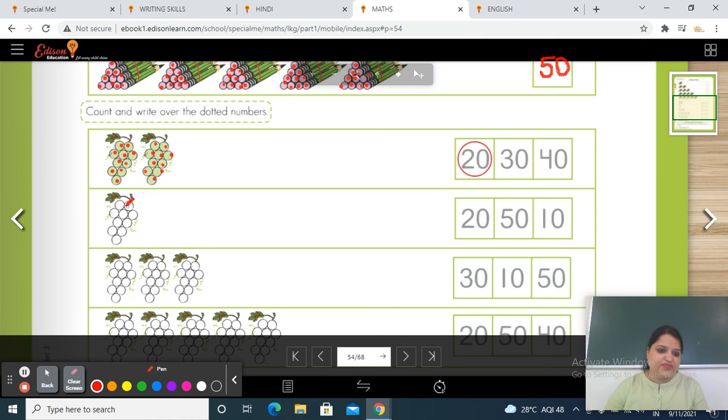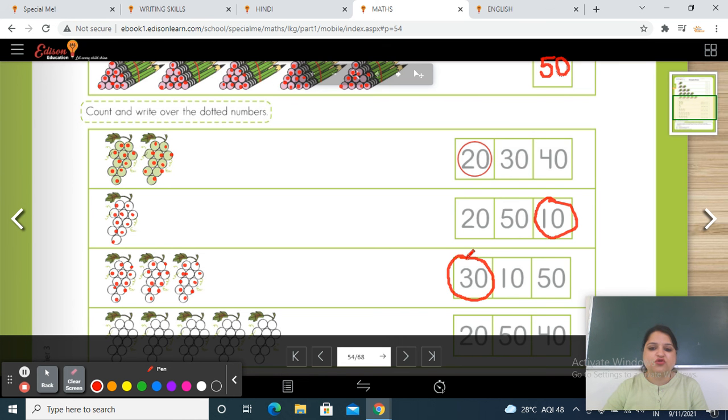Now count these grapes. 1 2 3 4 5 6 7 8 9 and 10. So how many grapes are in this bunch? 10, okay? So you have to circle over 10 number. Where is 10 number? Yes, yes, here it is. So circle over the number 10. Now count these bunches. These are 1 2 3 bunches. And now count grapes in each bunch, okay? 1 2 3 4 5 6 7 8 9 10, 10. Then after 10, 11 12 13 14 15 16 17 18 19 and 20, and after 20, 21 22 23 24 25 26 27 28 29 and 30. So how many grapes are here? 30, 30 in three bunches, okay? So where is number 30? Yes students, yes, here it is.